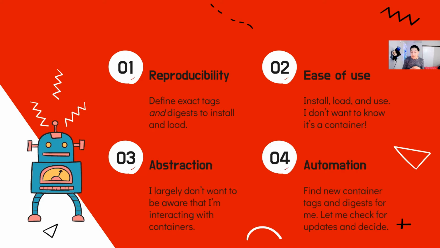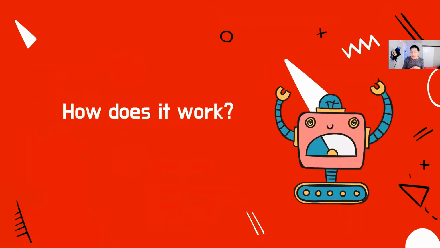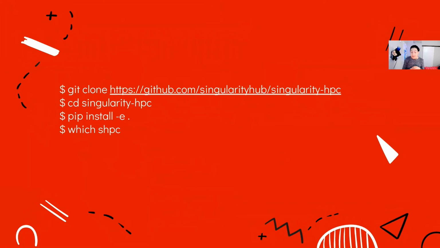And finally, I wanted automation. So once a container recipe is added to this registry, I don't want to have to manually update anything. I want this just to happen automatically. So I built a thing, and let's talk about how it works. Well, installation is easy.